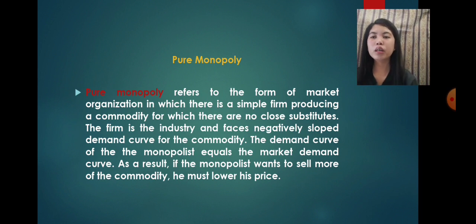So we will go to the pure monopoly. Pure monopoly refers to the form of market organization in which there is a single firm producing a commodity for which there are no substitutes. So the firm is the industry and faces a negatively sloped demand curve for the commodity. The demand curve of the monopolist equals the market demand curve. As a result, if the monopolist wants to sell more of the commodity, he must lower his price.